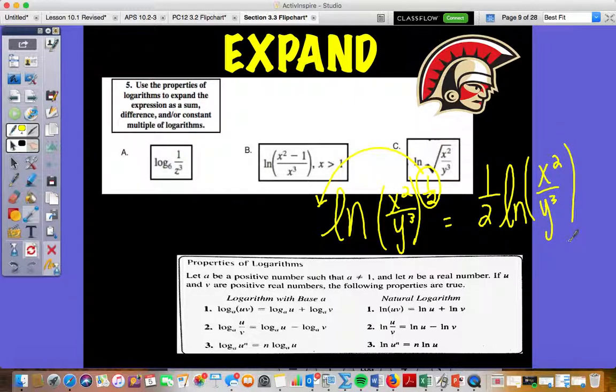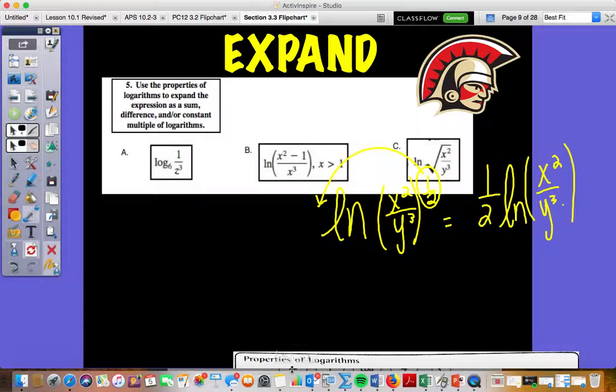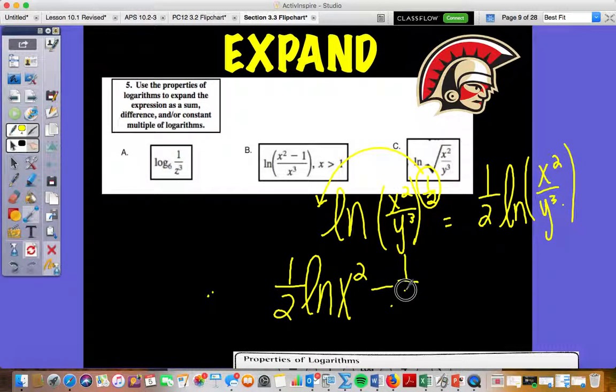Elijah, do you have any thoughts on what we could do to break down x squared over y to the third? Yeah, that's good. And so we would do ln of x squared minus ln of y to the third, right? The only thing I would say be careful on is the 1/2 would be in front of both of those, right? Because you pulled that out first. So this would be equal to 1/2 ln of x squared minus 1/2 ln of y to the third.